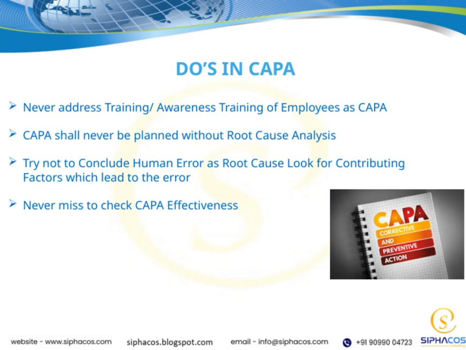Instead, look for contributing factors that lead to the error. Often, human mistakes are symptoms of deeper issues within processes or systems that need addressing. And one more critical point: never miss checking the effectiveness of your CAPA. Implementing an action is not enough. You must verify that it truly resolved the issue and prevented recurrence.